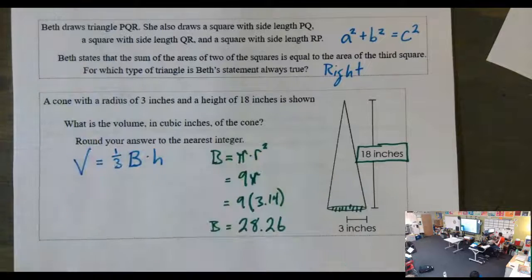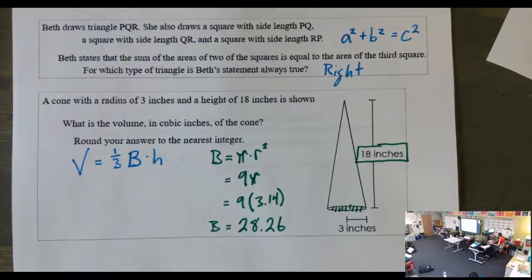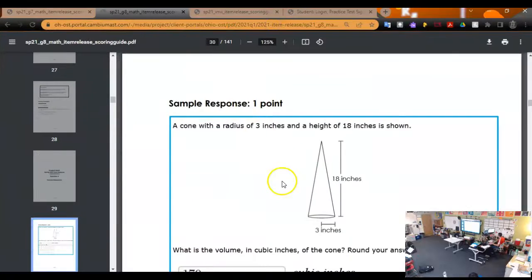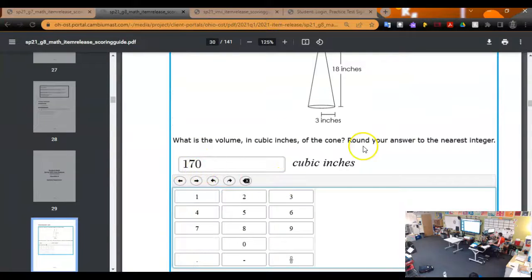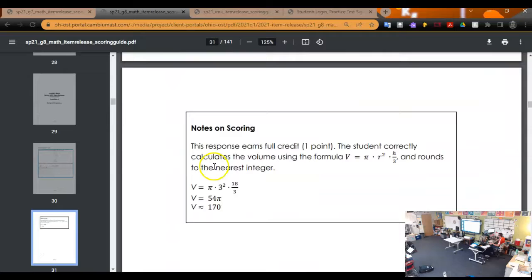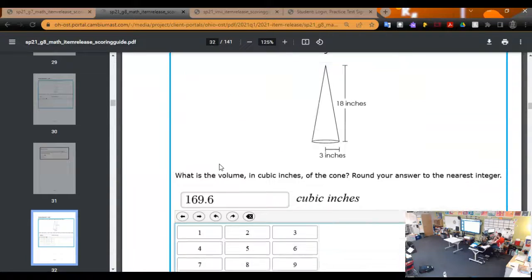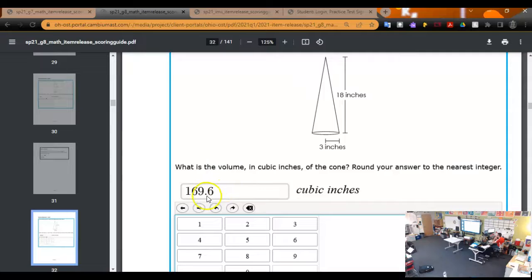So this is a good one for me to show you guys some of those answers. Check it. So the answer, since it says round your answer to the nearest integer. Remember, integer means entire number. Integer means no decimals, no fractions. So 170, you're going to get as close as that, whether you use pi or 3.14. So 169.6, you didn't round like they wanted you to.